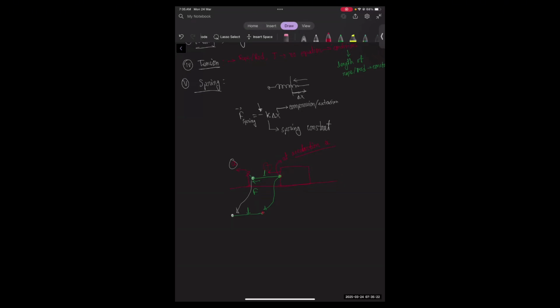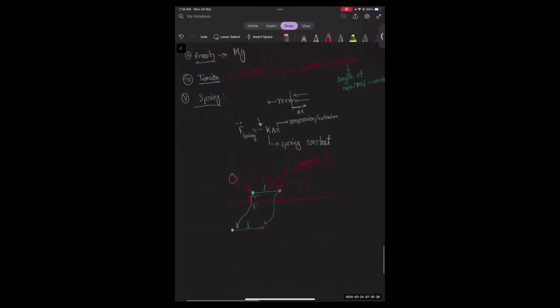Where does it come from? It comes from the fact that the rope has to maintain its length. And what will be the value of this force in this case? If the mass of the rope is m, we can just balance force on the block.